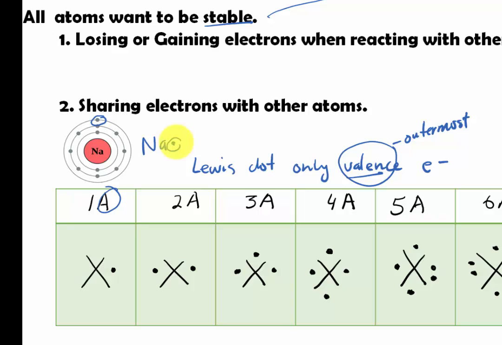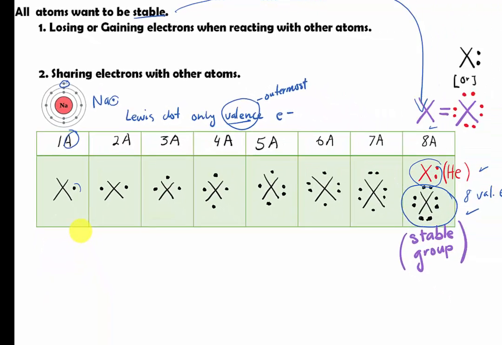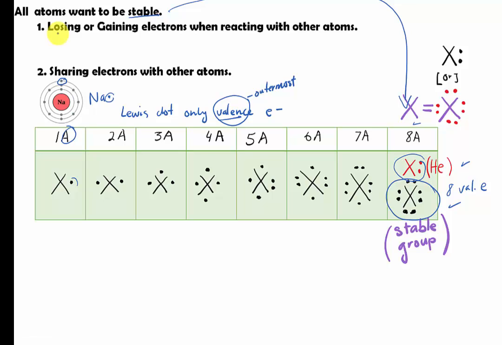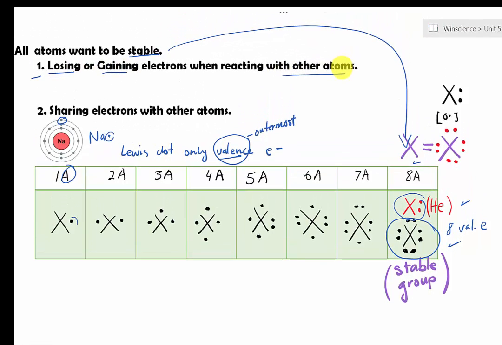So again, all the elements in group 1A will have the same Lewis dot structure, even though their number of electrons are not the same. But because they have the same number of valence electrons, or the same Lewis dot structure, their chemical properties are very similar. Let's go back and look at some of the ways that an atom becomes stable. One way an atom becomes stable is by either losing or gaining electrons when reacting with other atoms.